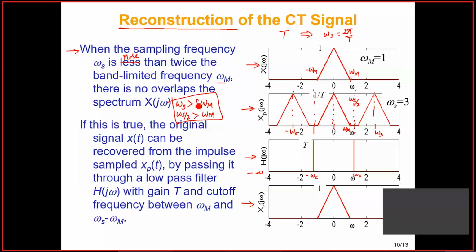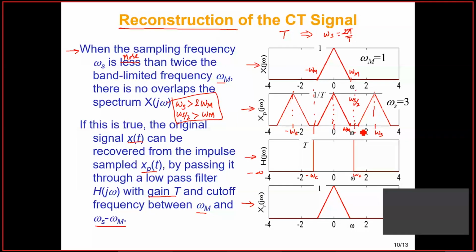So if the sampling frequency selected is greater than twice the maximum frequency, then we can get our original signal x(t) back from the impulse sampled signal xp(t) by passing it through a low pass filter whose gain or amplification is T, and whose cutoff frequency is between omega m and omega s minus omega m. We just select the cutoff frequency in between omega m and this point here, which is omega s minus omega m. So the cutoff frequency will lie right in between here.